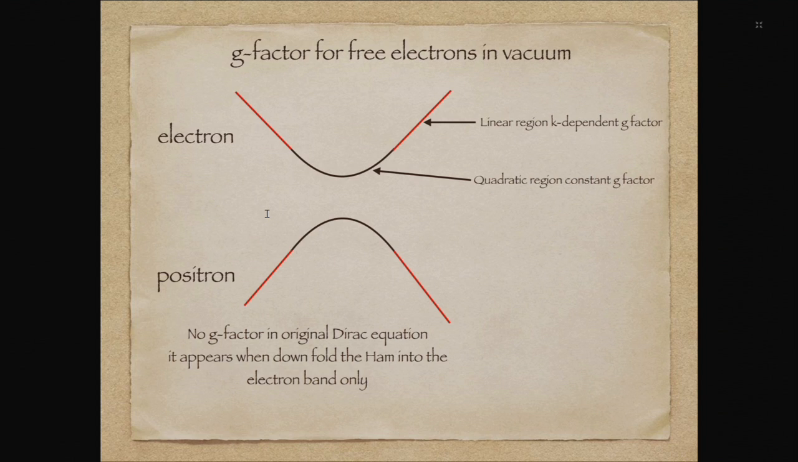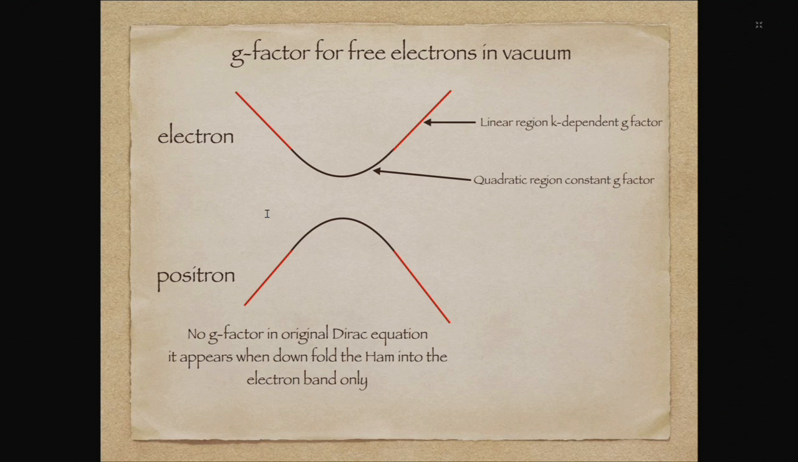So the G factor can be understood starting from the Dirac equation. By Dirac equation, I mean the Dirac equation for free electrons in vacuum. In the Dirac equation, there's no G factor. There is only a vector potential A, right? So it's a 4x4 Hamiltonian.